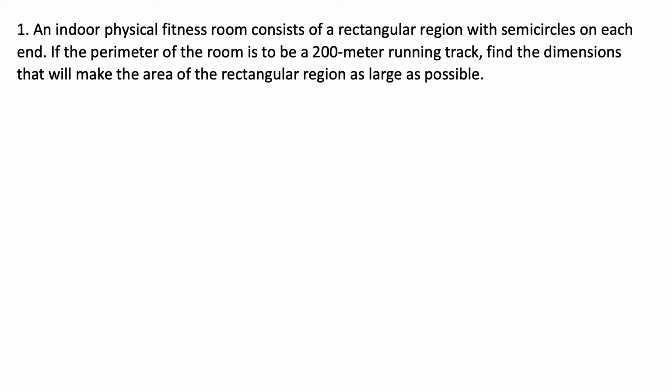So starting with number 1, it says an indoor physical fitness room consists of a rectangular region with semicircles on each end. If the perimeter of the room is to be a 200-meter running track, find the dimensions that will make the area of the rectangular region as large as possible.